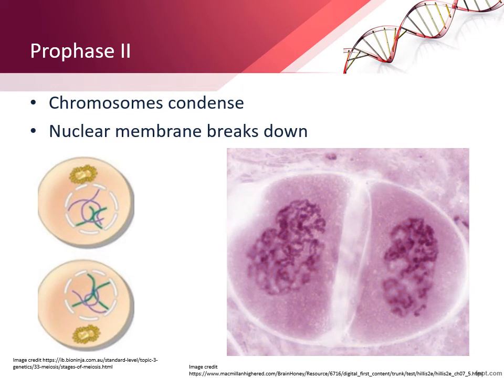We will then move into prophase 2. So now we're in that second meiotic division, prophase 2. Looks a lot like mitosis. The chromosomes are going to condense. We're going to go back from chromatin to chromosomes. That nuclear membrane that we just made is going to break back down. And that's it. So all the excitement that happens with the crossing over in prophase 1, nope, not in prophase 2. Only prophase 1. Prophase 2 is a lot like mitosis.